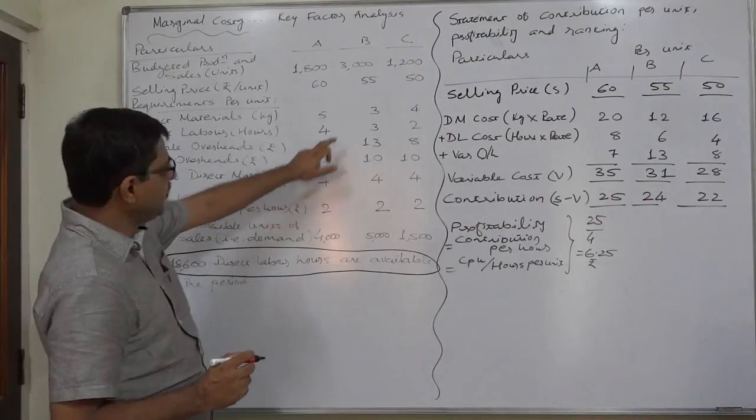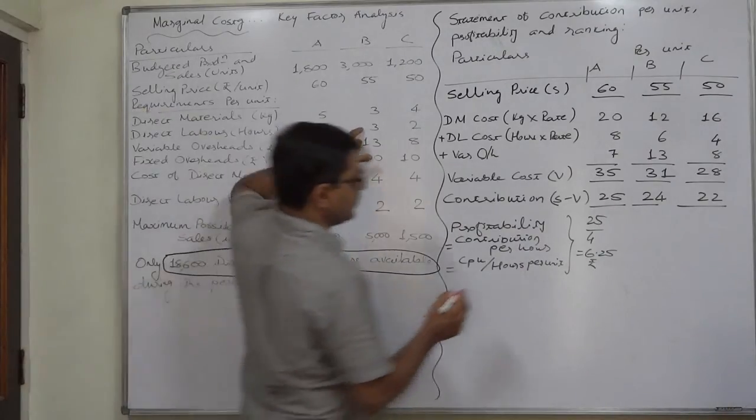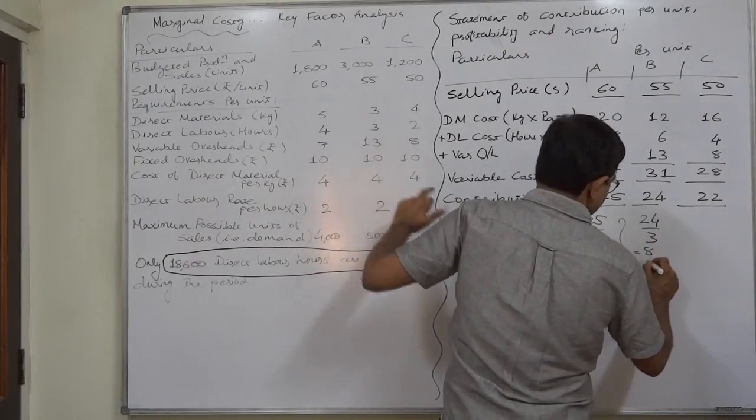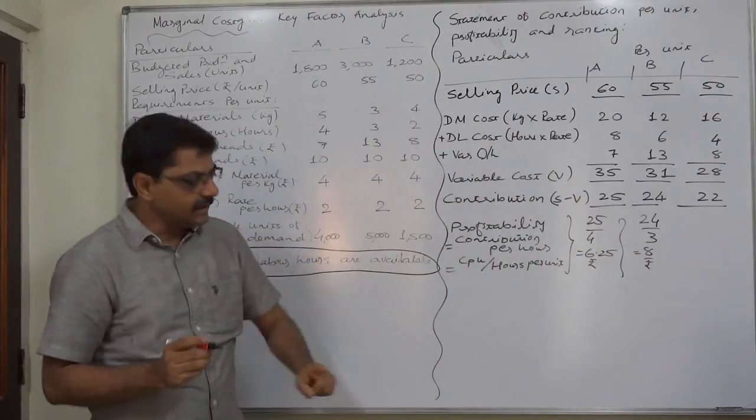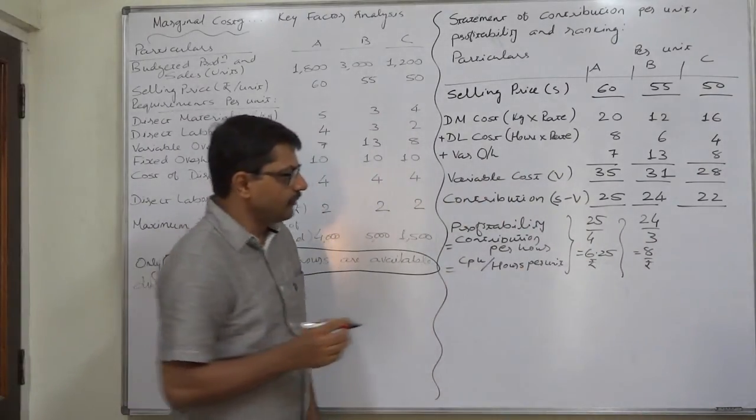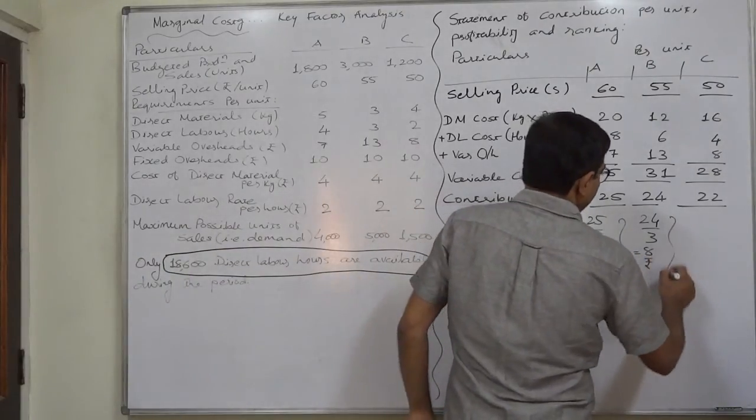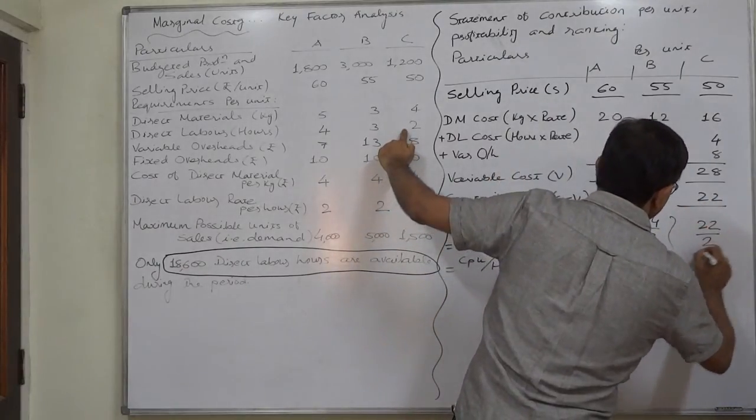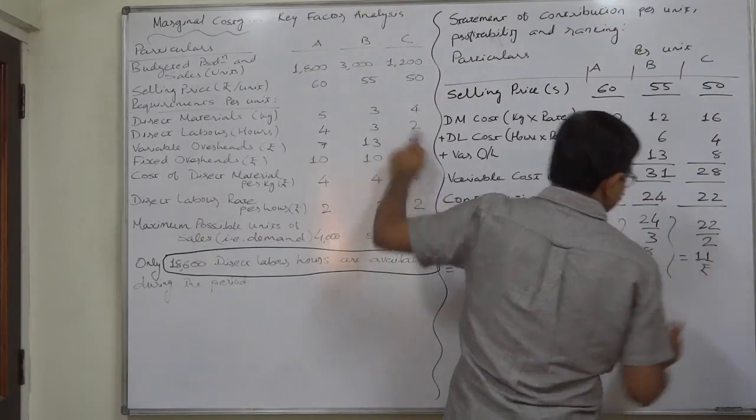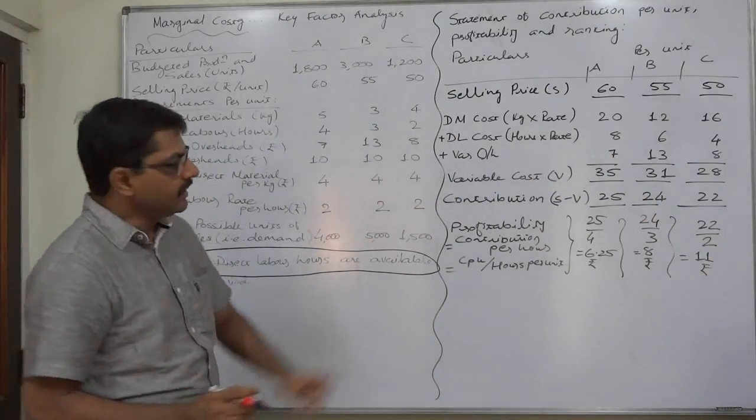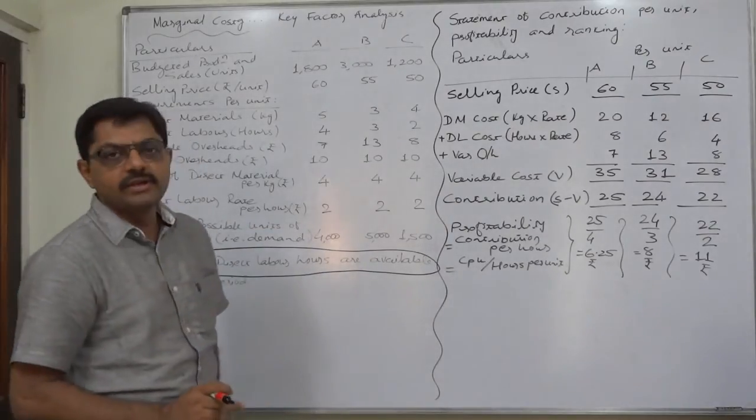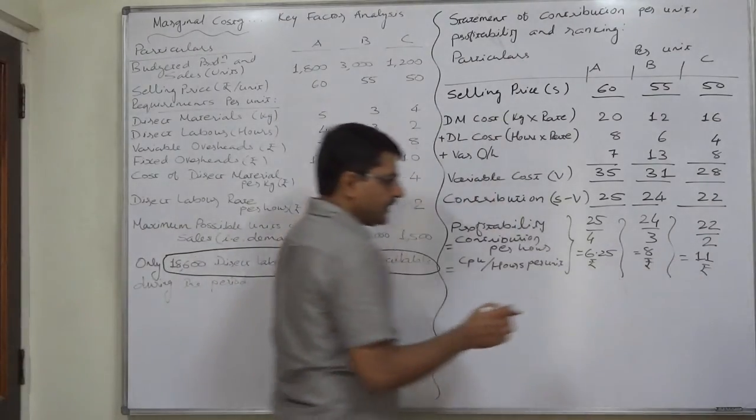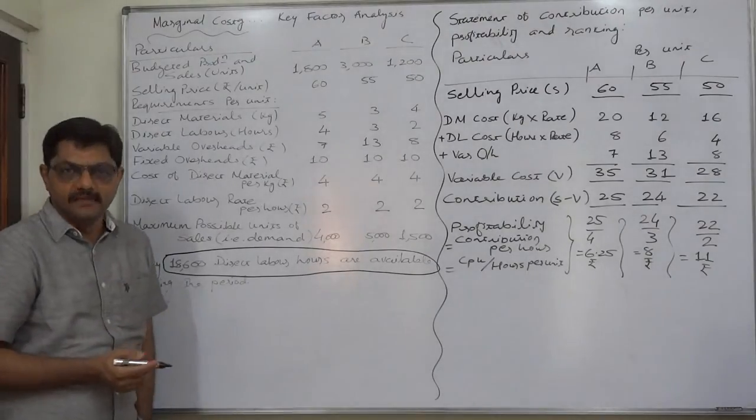In case of B, contribution is 24 and hours 3. So it will be 24 by 3, that is rupees 8. That means if we use one direct labor hour for B, an average contribution of rupees 8 is generated. And in case of C, contribution 22 and hours 2 only, rupees 11. That means if we use one direct labor hour for production and sales of C, an average contribution of rupees 11 is generated. So C is more profitable when direct labor hours is the key factor.